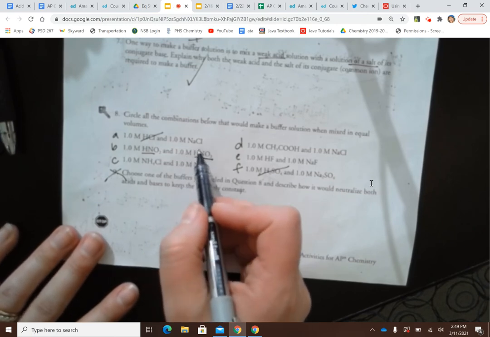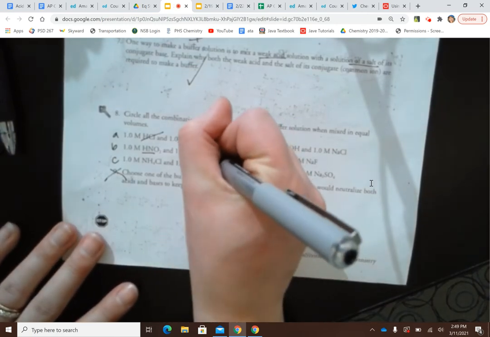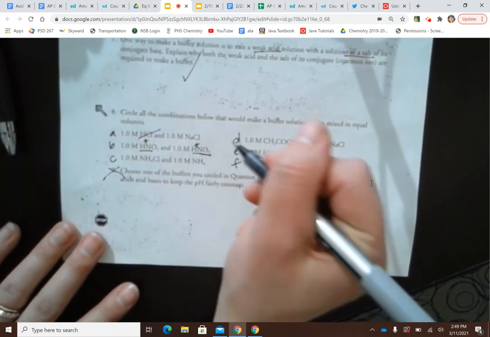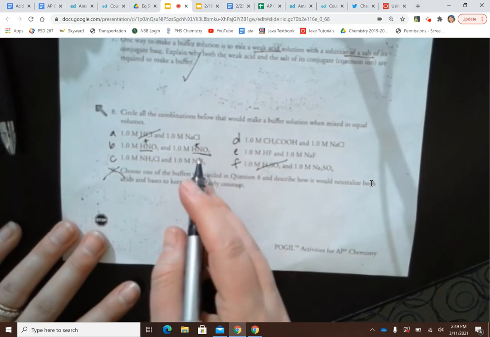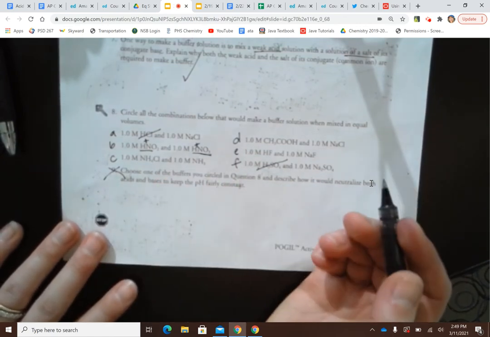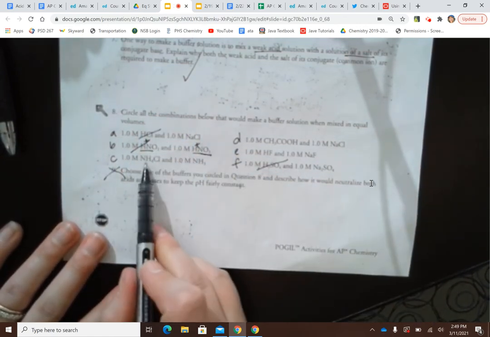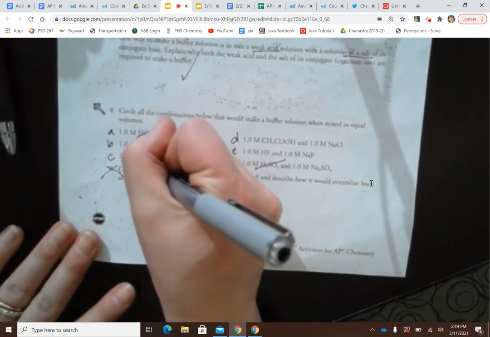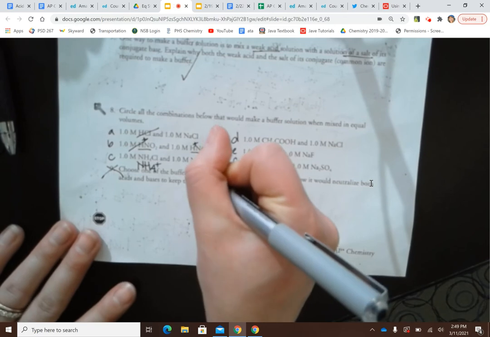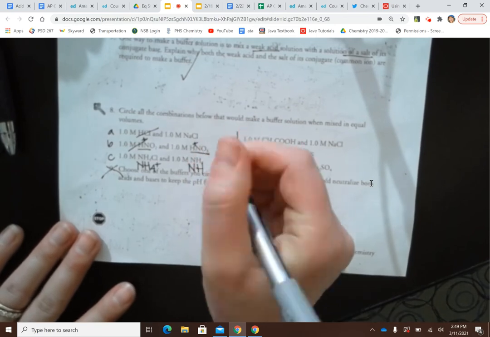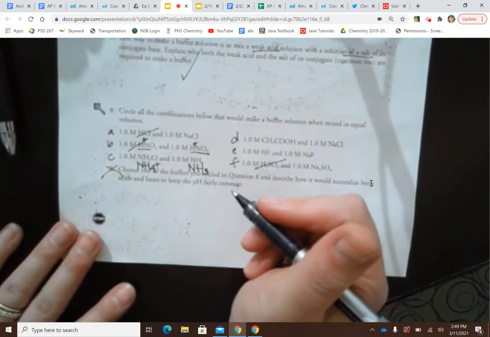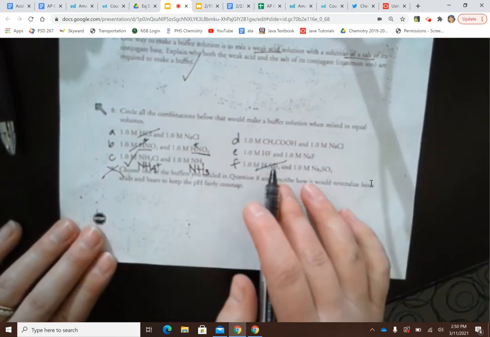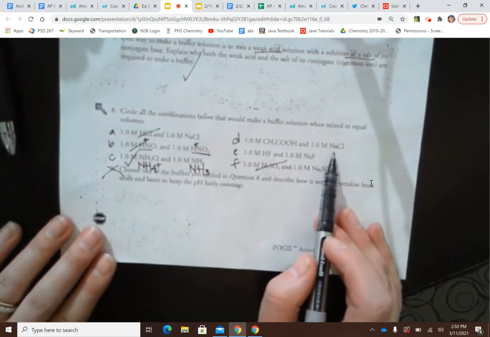This is kind of interesting. This puts an H plus in, and this is already an acid, so that one isn't going to work. We need to have the conjugate base. So not that one. Here we have ammonium and ammonia. Is ammonium the conjugate acid of ammonia? Yeah, that actually seems pretty good. Now acetic acid, and then do we have an acetate ion here?